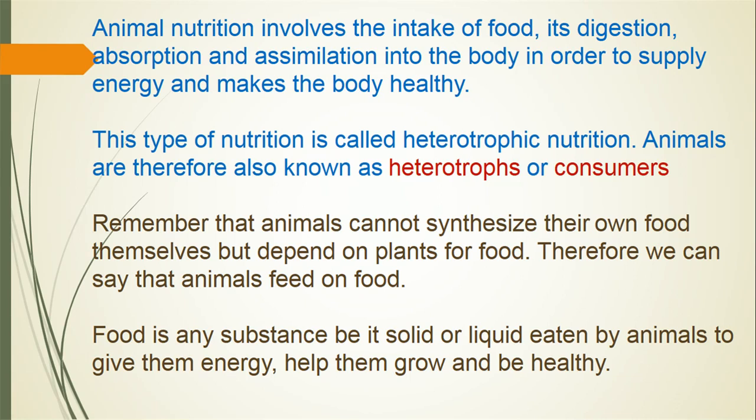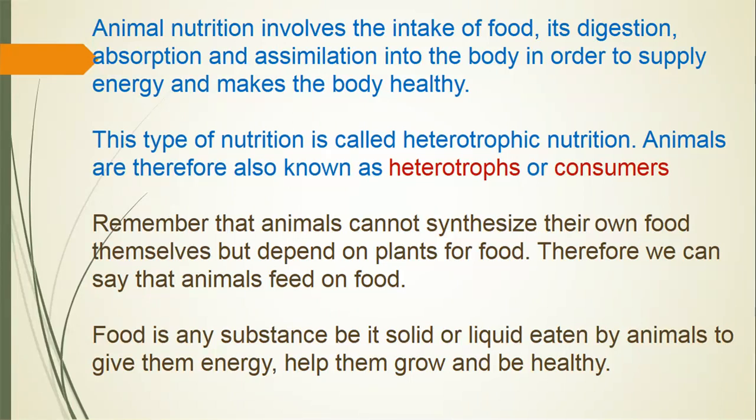Animal nutrition involves the intake of food, its digestion, absorption, and assimilation into the body in order to supply energy and makes the body healthy. This type of nutrition is what we call heterotrophic nutrition. Animals are therefore also known as heterotrophs or consumers. Remember that animals cannot manufacture their own food themselves, but they depend on plants for food. We can conclude therefore that animals feed on food.